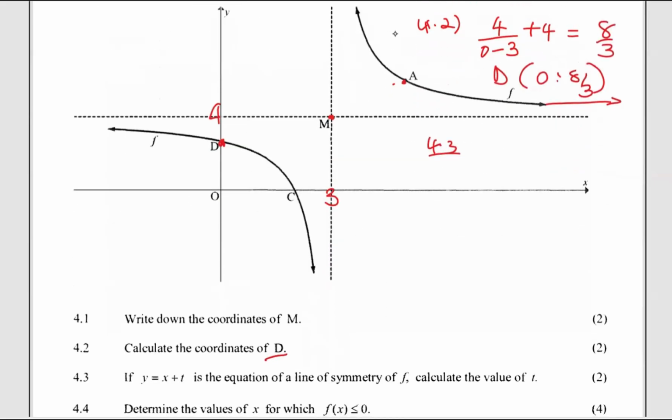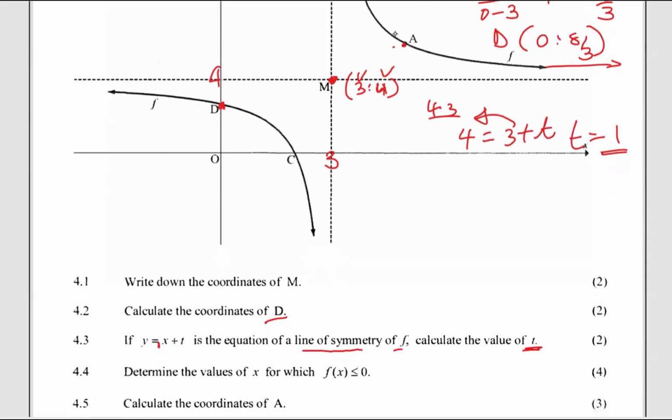If y is equal to x plus t is the equation of the line of axis of symmetry of f, calculate the value of t. So our gradient is positive. So whenever we look for the axis of symmetry, we must use the intersection of the asymptotes. Okay, so where there is y, I'll put a 4. Where there is x, I'll replace with a 3, meaning that 4 is equal to 3 plus t. Transpose that, meaning that our t is going to be a 1.